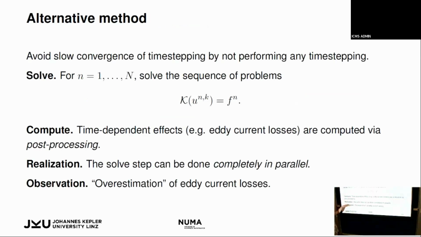So we could say, okay, we just don't do any time stepping. We just solve a sequence of problems. We can do this in parallel, so they don't talk to each other. And then, by maybe some knowledge, we can post-process the time-dependent effects. And the solve step can be done entirely in parallel, because there's no time dependence here. And what I observed, I just write this, you get an overestimation of the eddy current losses, but if you just want to be safe, you might be satisfied.